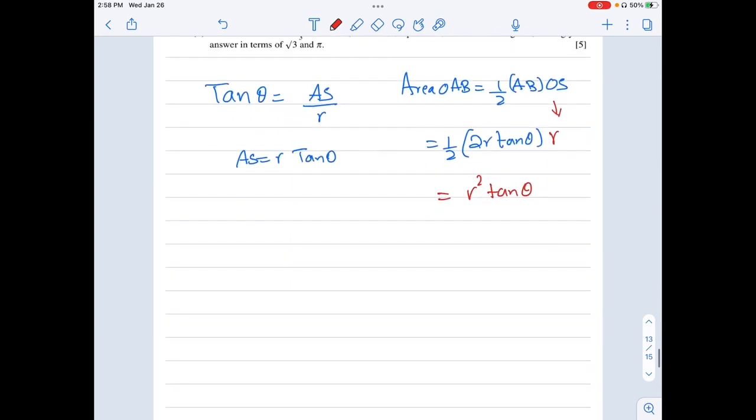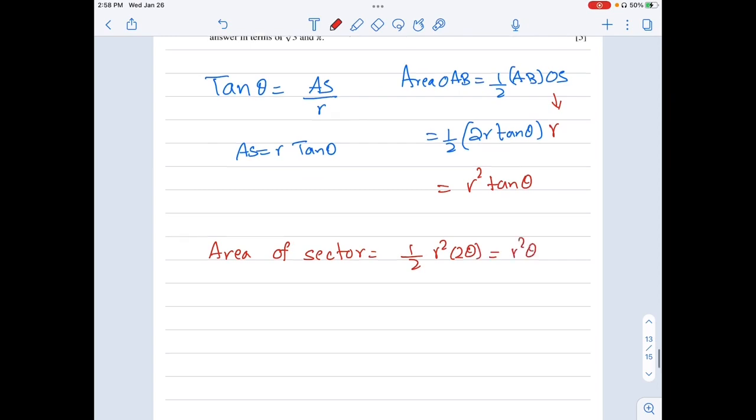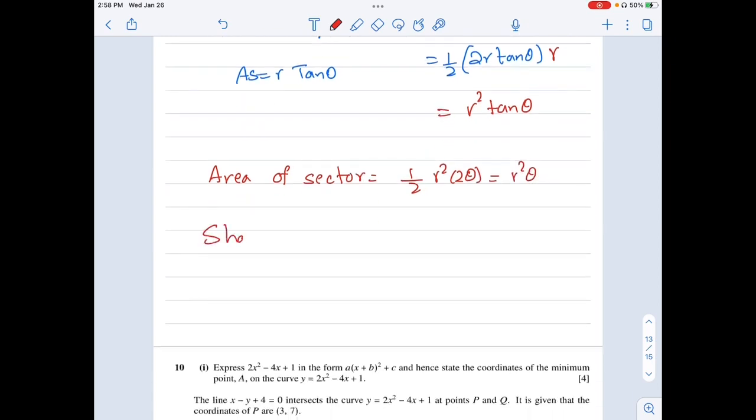Now the area of the sector. Area of sector will be half R square theta. What is the angle? It is 2 theta over there, so it becomes R square theta. So the area of the shaded region will now be the area of the triangle minus the area of the sector.